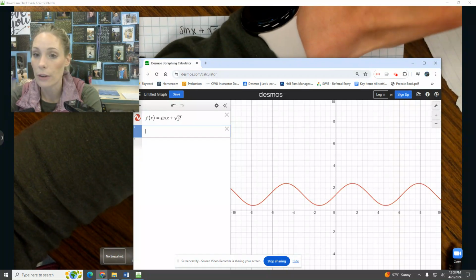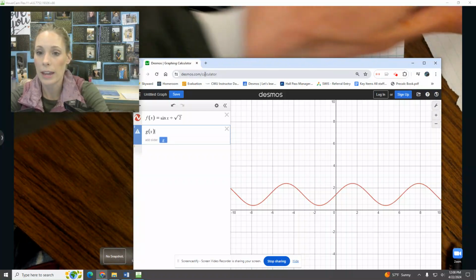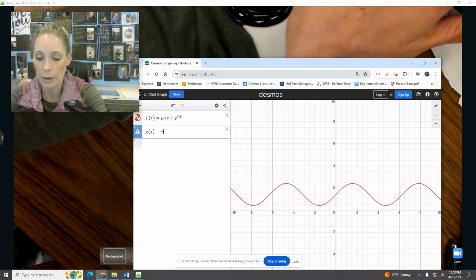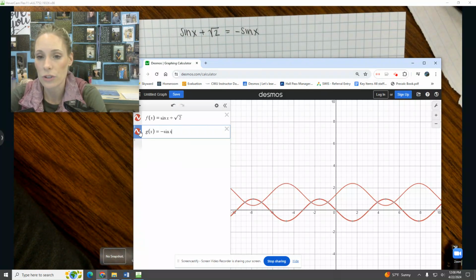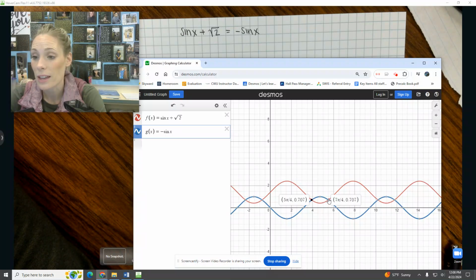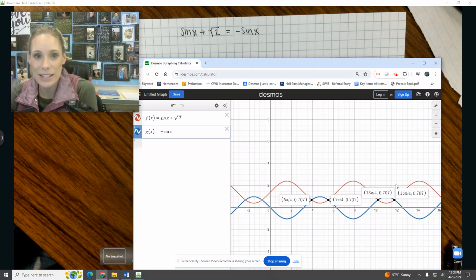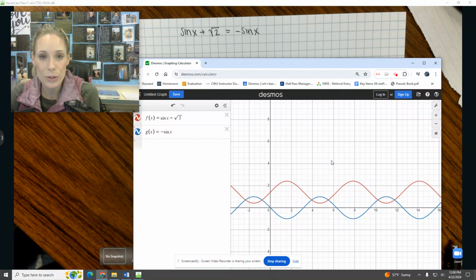I'm going to title the left-hand side f of x, and the right-hand side I will title g of x, and then I'll change the colors so that we can see them. Everywhere they cross, every x value that they cross is a solution to this equation. One thing that you will notice is it crosses in a lot of places. It crosses in infinite different places. So if you're answering this question on a test or a quiz and you don't know how to do it algebraically, you could always plug it into Desmos and find where they cross.